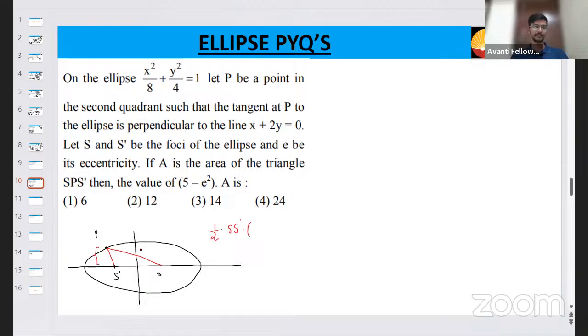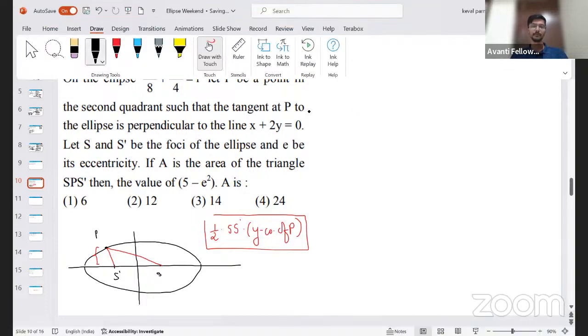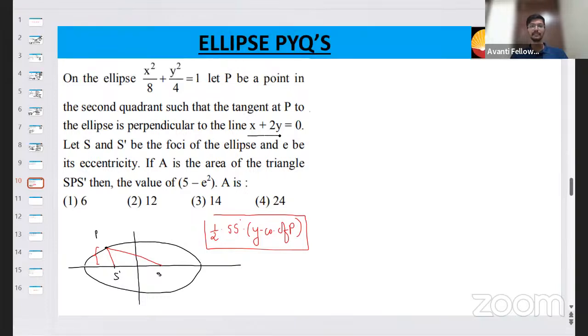What will be the height, guys? Height will be the y coordinate of point P. That means we need to get the coordinates of point P. Okay, so this line, the slope is minus half, so the tangent's slope will be 2.